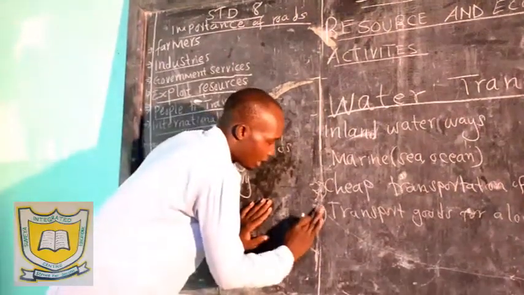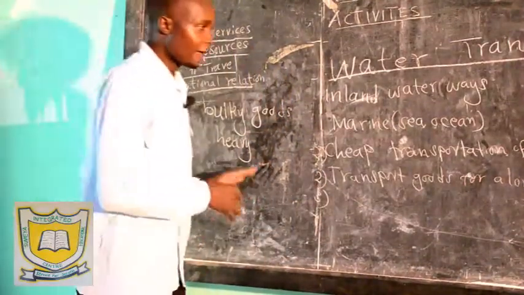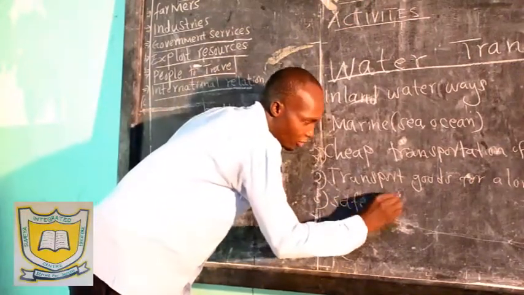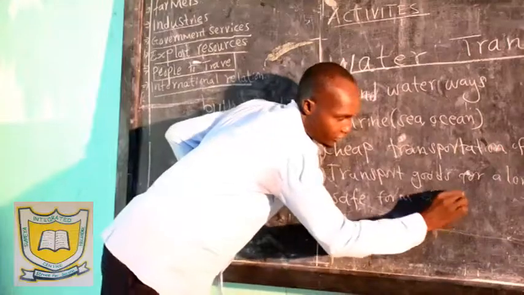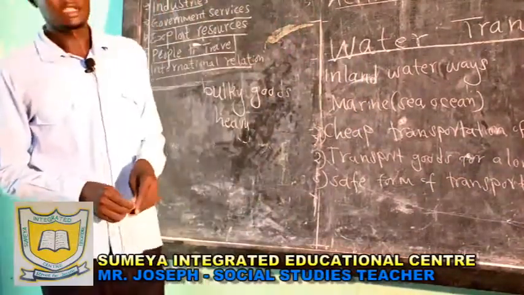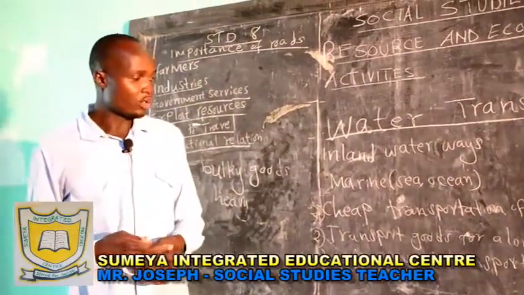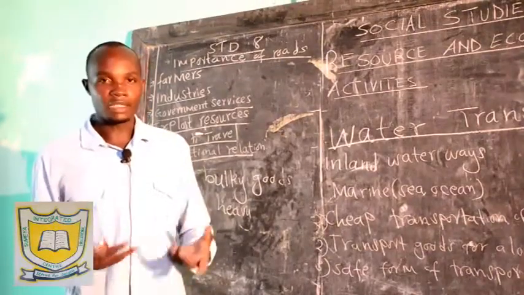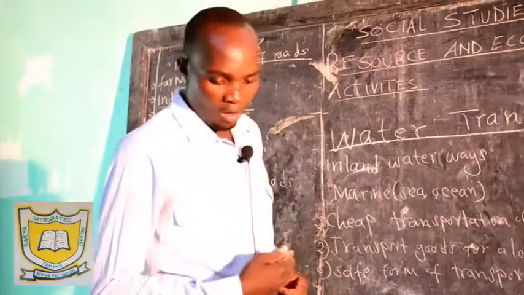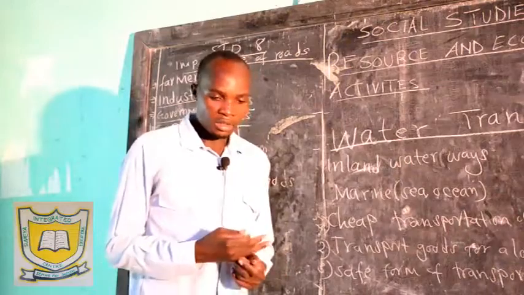And then number 3, it is also a safe form of transport. I don't mean there are no accidents. What we mean is that it's a bit safe compared to roads. We know very well road transport has very many problems in case of accident. So this one is a bit safer.